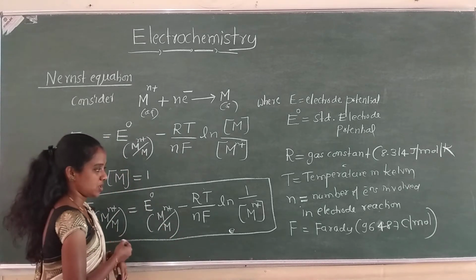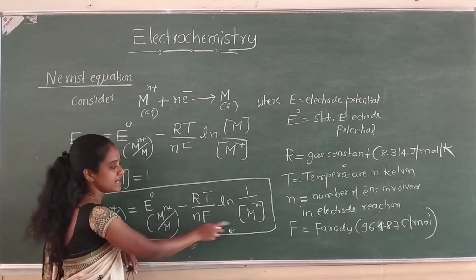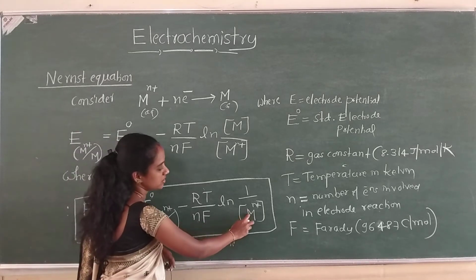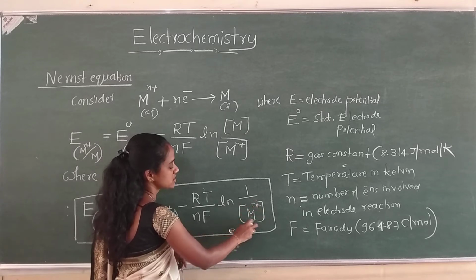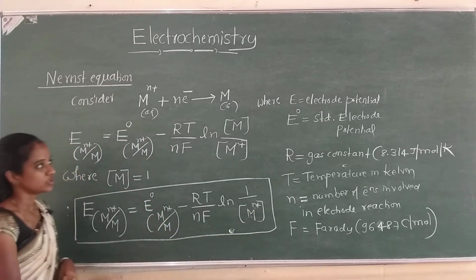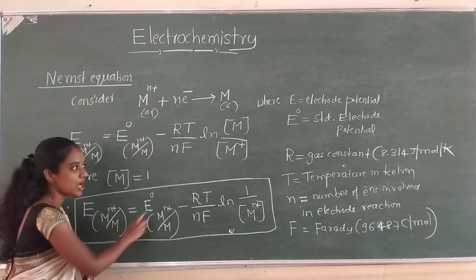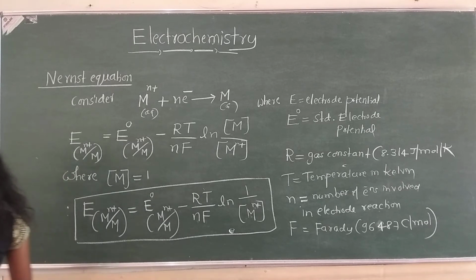Okay. So n is the number of electrons involved in the electrode reaction, F is the Faraday, and Mn+ here is the concentration of the metal in oxidized form. For 1 mark, you have to write both the formula as well as the terms involved in it. So this is about the Nernst equation, very important.